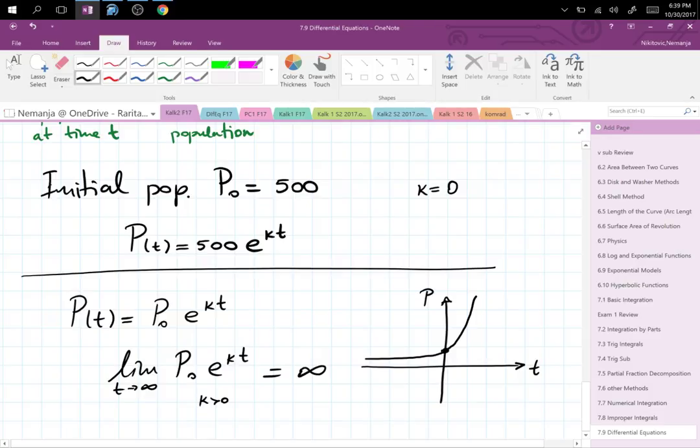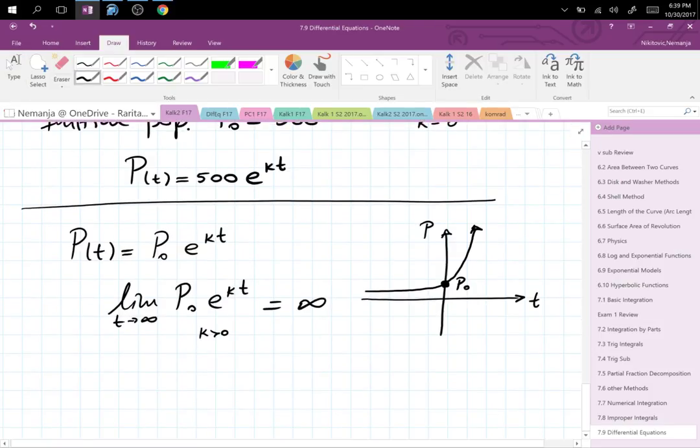So on the graph, the initial population P0 is at the y-axis, so that will be, in our case, our 500. And then you can see that as t goes to infinity, population shoots to infinity. So this would tell us that this model is not good for the long term, because, again, we cannot have an infinite amount of rabbits or whatever else on a finite surface, which is the planet, habitat, or whatever it is.